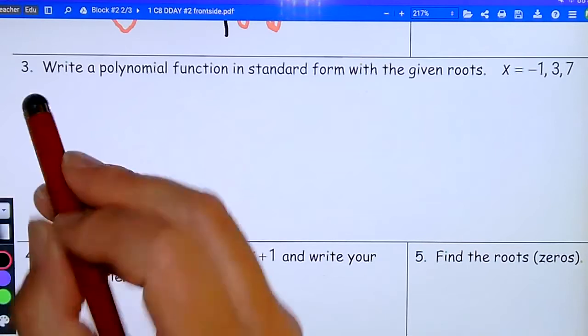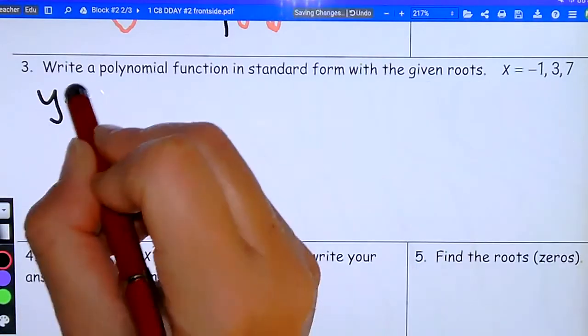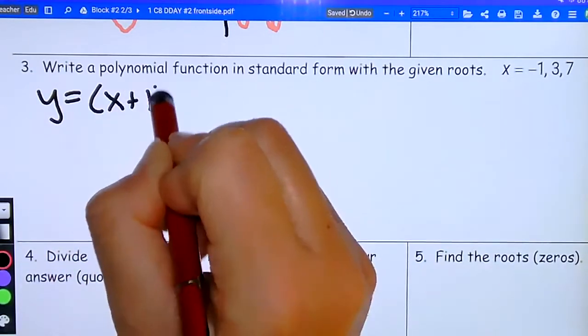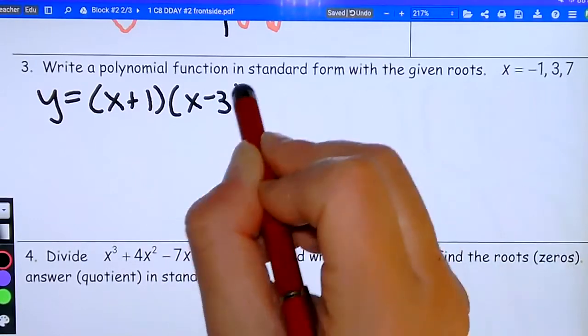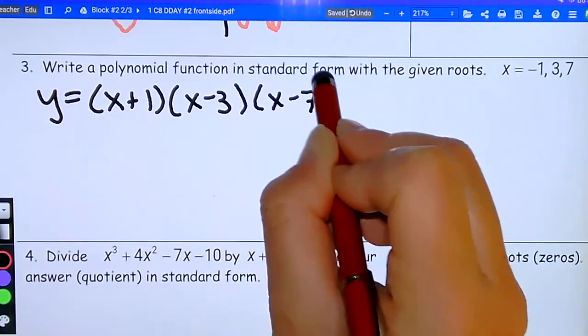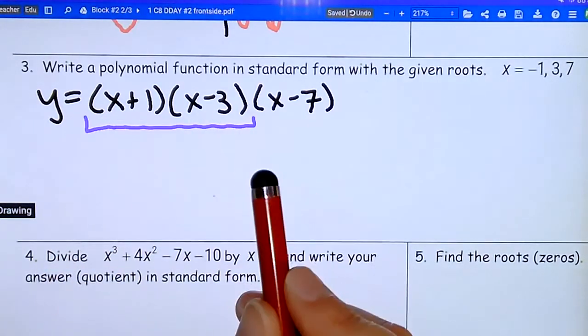So we're going to have y equal, my -1 comes from x plus 1. My 3 comes from x minus 3. My 7 comes from x minus 7. I'm going to multiply together. So I'm going to multiply these together first.